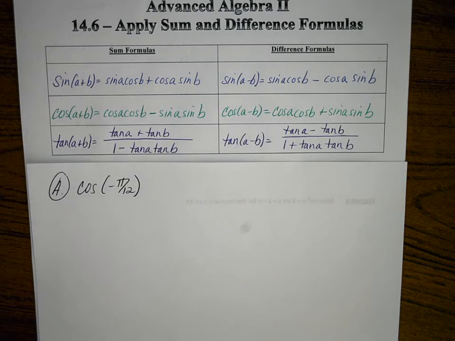Pi over 6 we know is 30. Pi over 4 we know is 45. There are some that we should be getting very good at. Pi over 2 is 90. 3 pi over 2, 270. Those are ones that we're beginning to recognize. But pi over 12 is not one that I recognize. What is pi over 12?